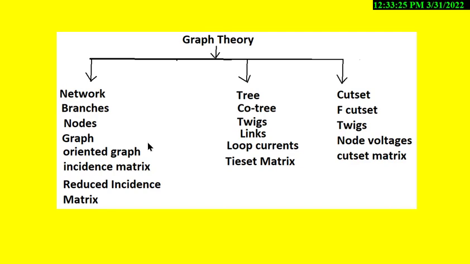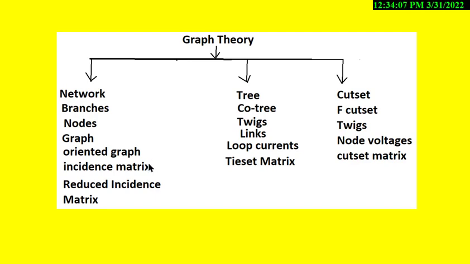And we also saw what a path is. We also saw what a planar graph is, what a non-planar graph is, and we have seen what the incidence matrix is and how to get it. Also, we have seen the reduced incidence matrix. So we have seen how to get the incidence matrix by following the procedure for a given circuit.